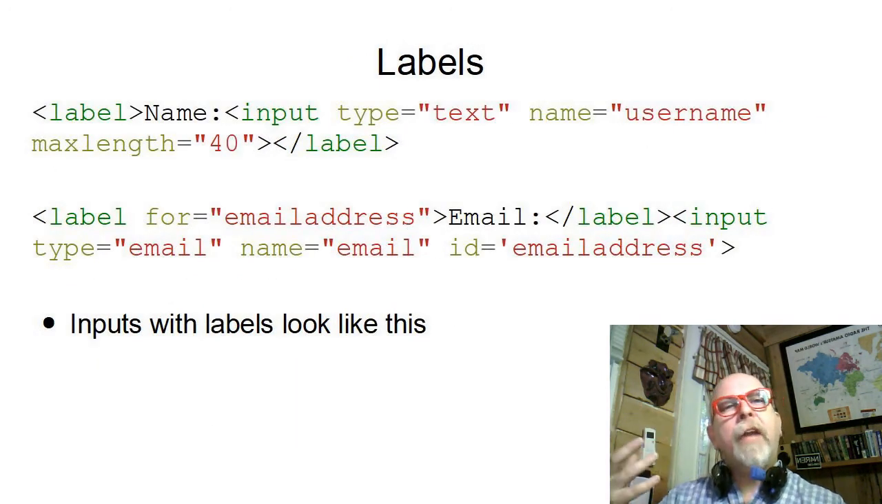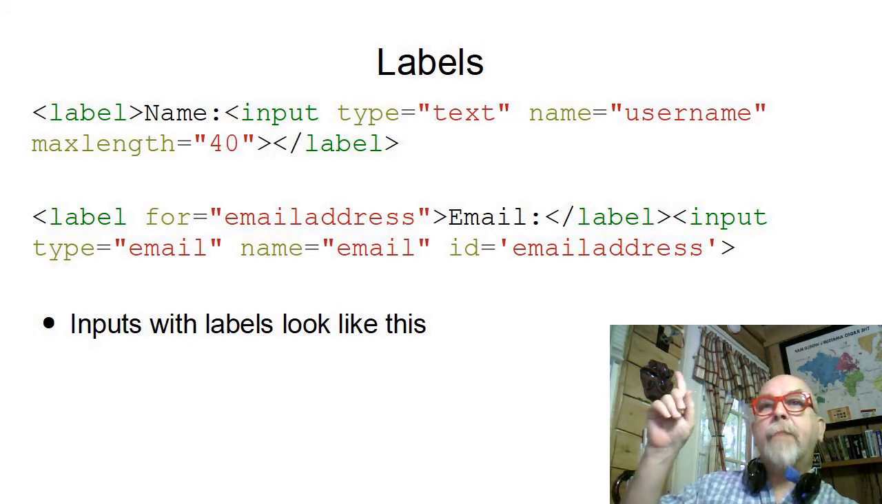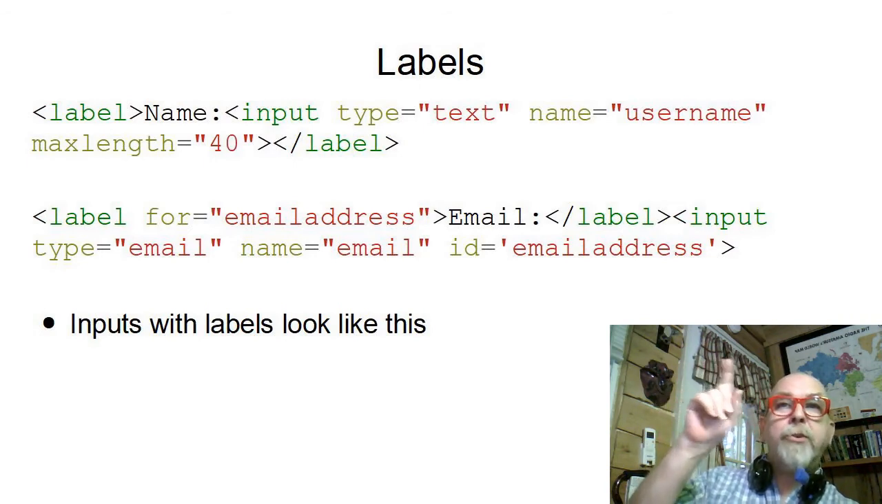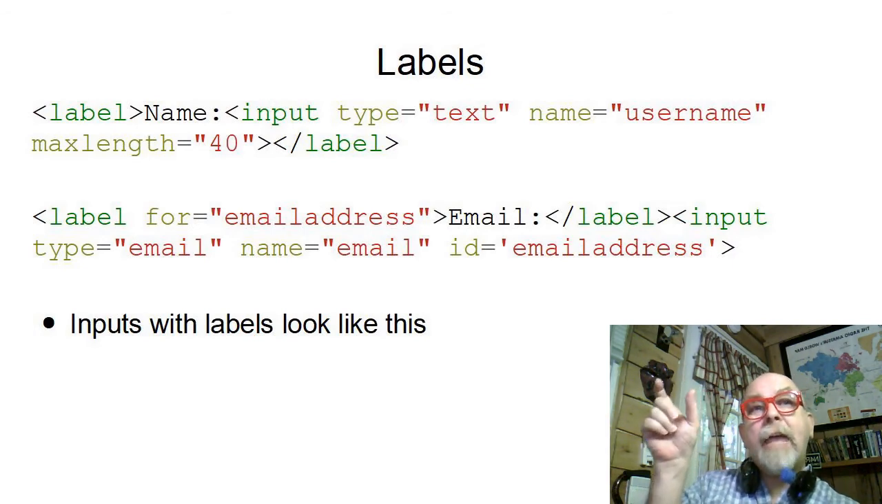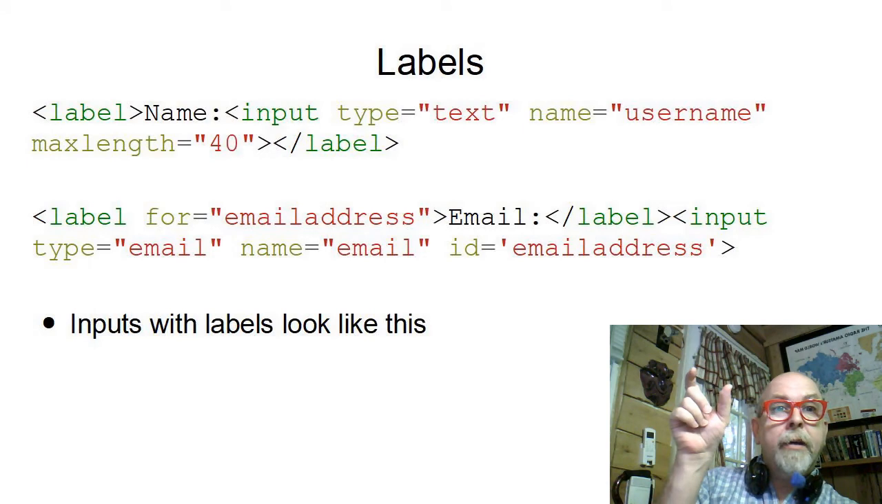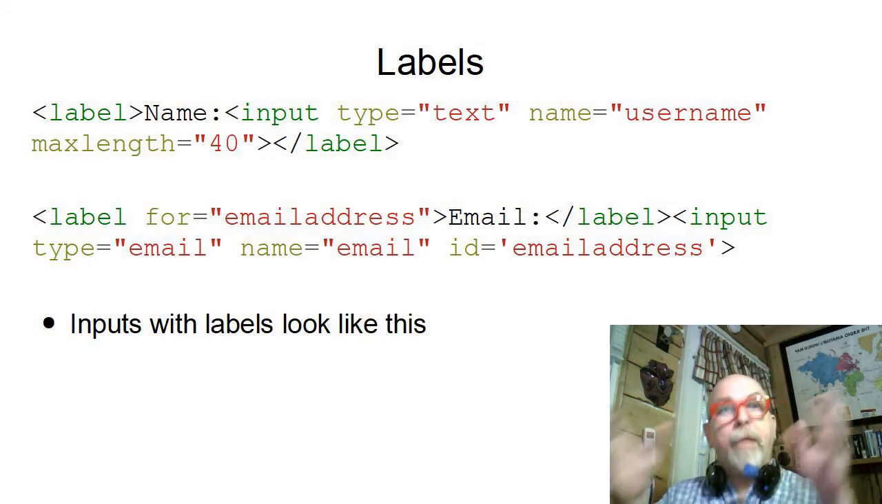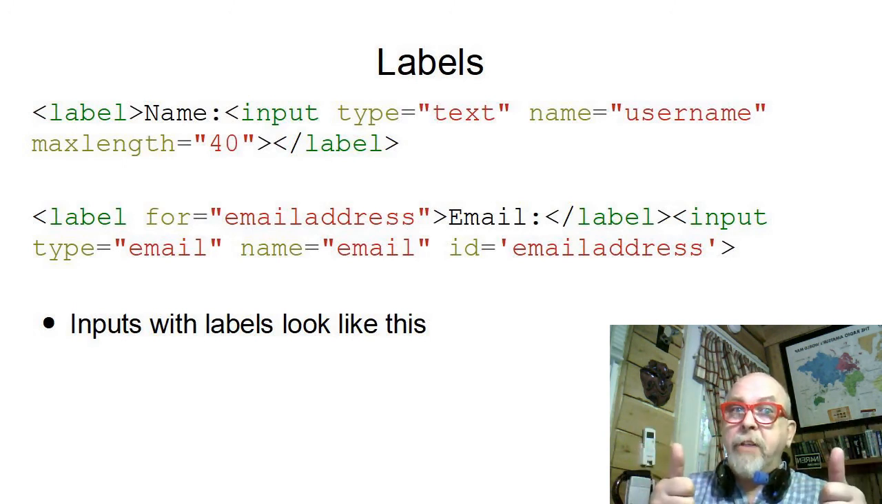So here are two different labels of the two different forms. In the first one, you see that I have a label Name, and inside the label it says input type text, name username, maxlength 40, close label. So the word Name: is associated with that input so that there's no getting confused. That name belongs to the input. It's semantically connected. Good stuff here.